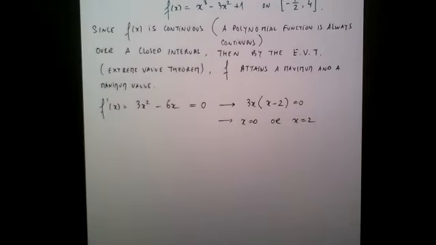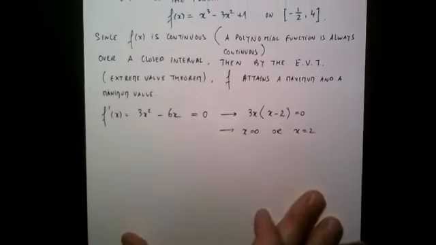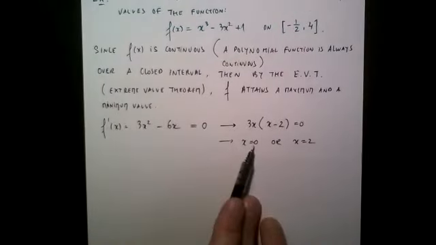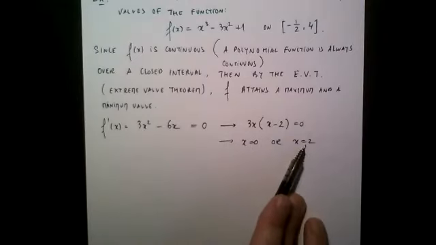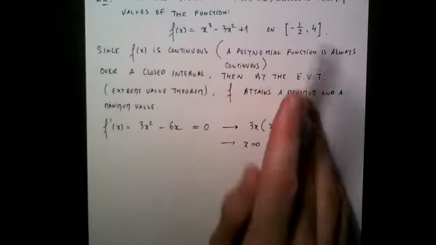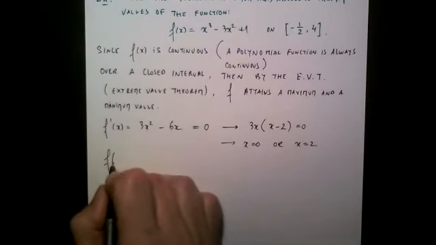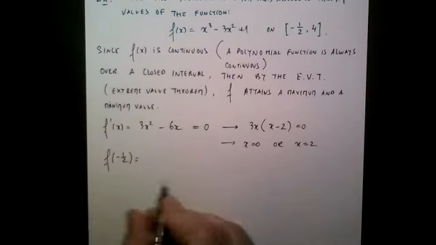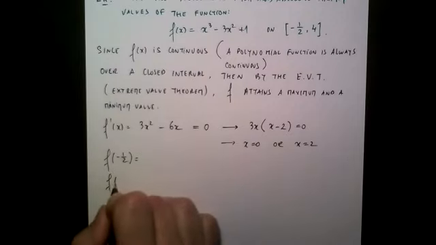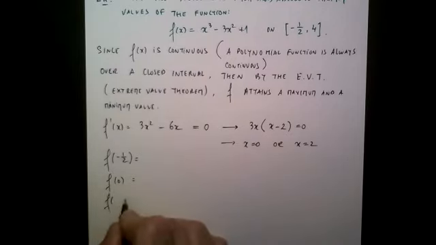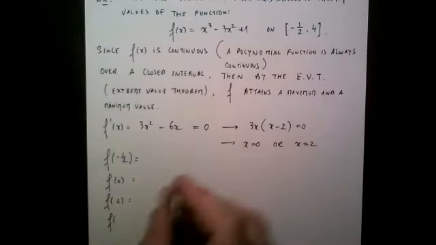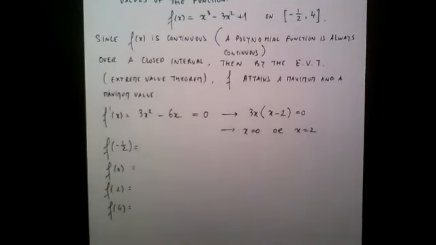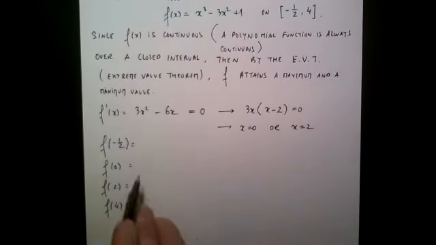Now I'm going to find the value of the function at these points: at x equals 0, at x equals 2, and at the endpoints. Let's see what it gives me. So f of negative 1/2 equals what? Then f of 0 equals what? Then f of 2 equals what? And then f of the endpoint 4 equals what? Let's find all these by plugging into the function.